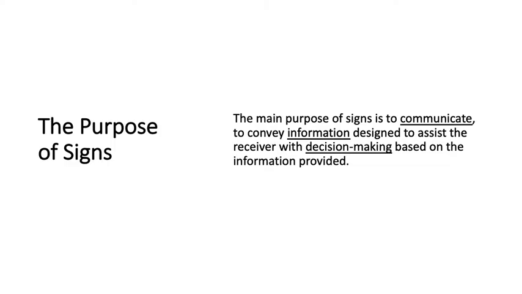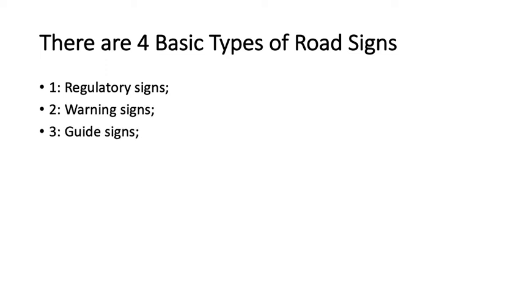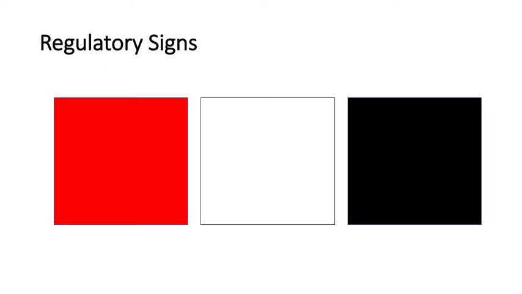The main purpose of signs is to communicate, to convey information designed to assist the receiver with decision making based on the information provided. There are four basic types of road signs: regulatory signs, warning signs, guide signs, and information signs. Regulatory signs are red, white, and black in general.